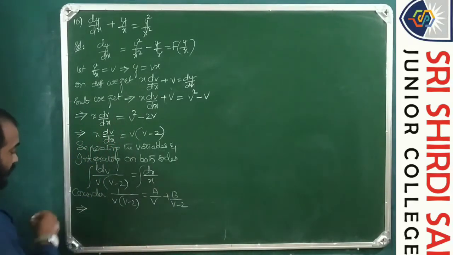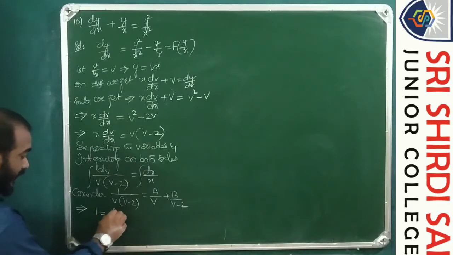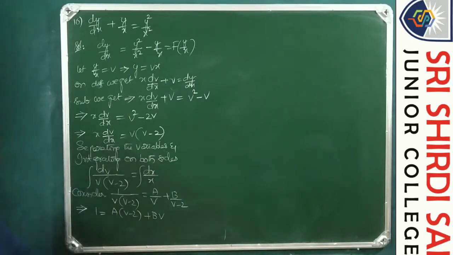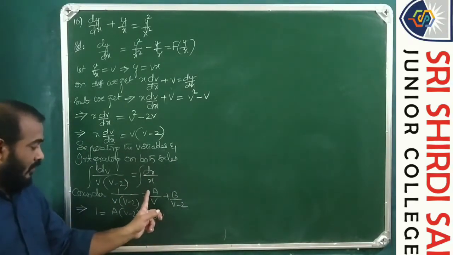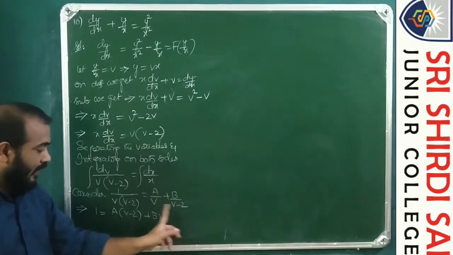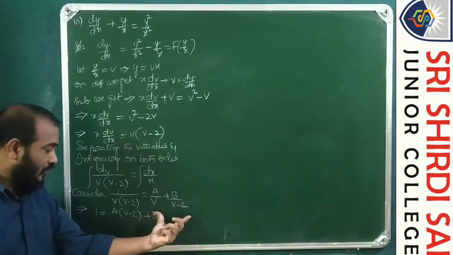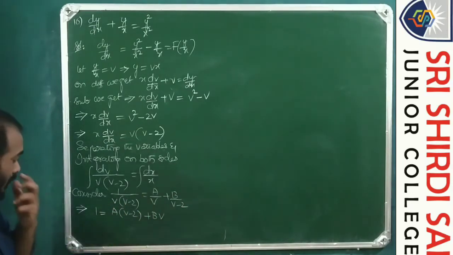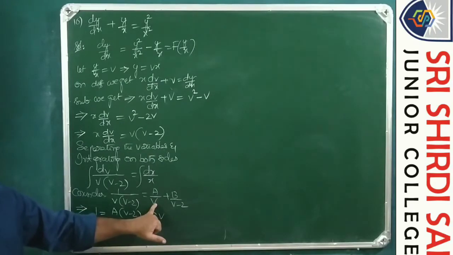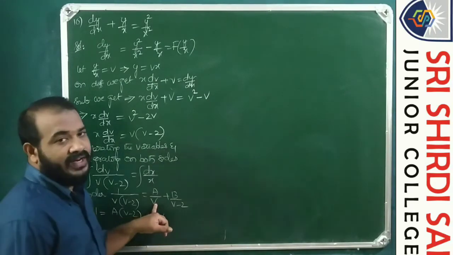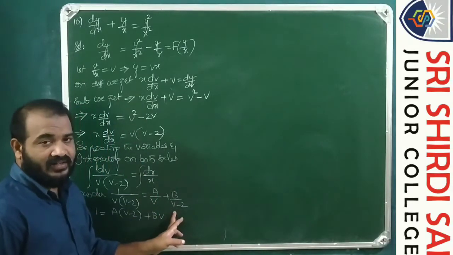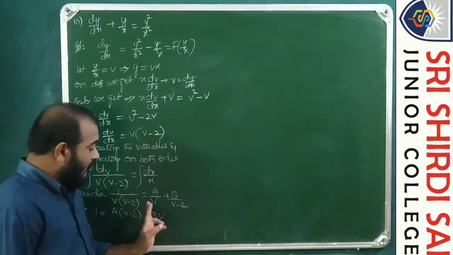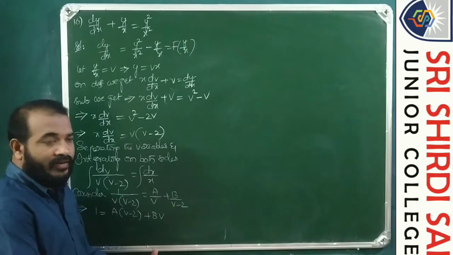This is equal to 1 is equals to A into V minus 2 plus B into V. If you find the LCM, A into V minus 2 plus B into V by V into V minus 2, V into V minus 2 will get cancelled on both sides, then we will get this. Now here, V is a linear factor, equated to 0, so V equals 0. In the same way, V minus 2 is a linear factor, make it 0, V equals 2. So V equals 0 and V equals 2 are what we have to substitute.